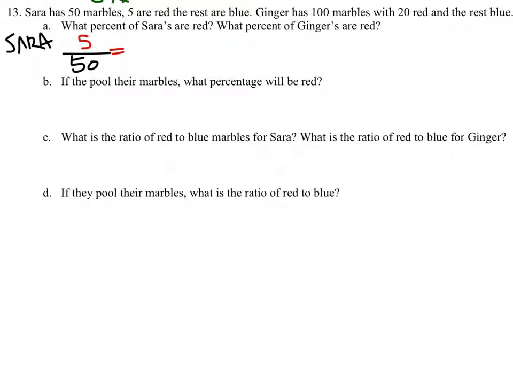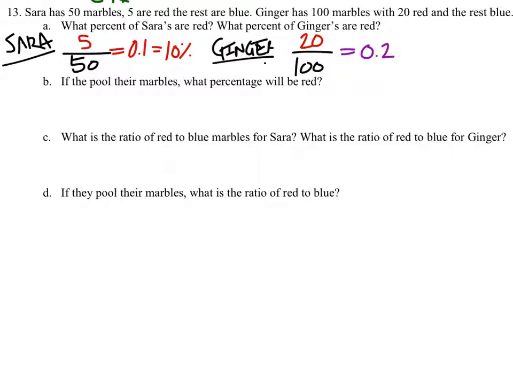Now we could use the proportion like we did on 12, but we could divide this and find the decimal and then change that to a percent as well, because that's what it wants, a percent. 5 divided by 50 is 0.1, which as a percent is 10%. Now we got Ginger, who has 100 marbles as well, but Ginger has 20 reds. So again, we could divide this, find the decimal, which is 0.2, which as a percent is 20%.